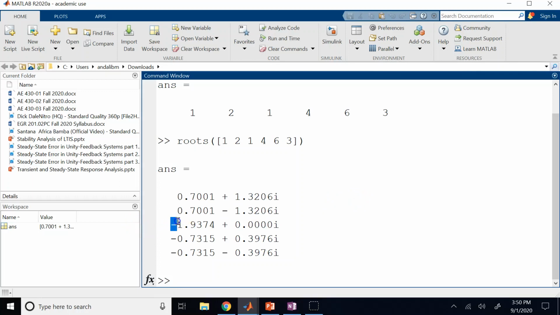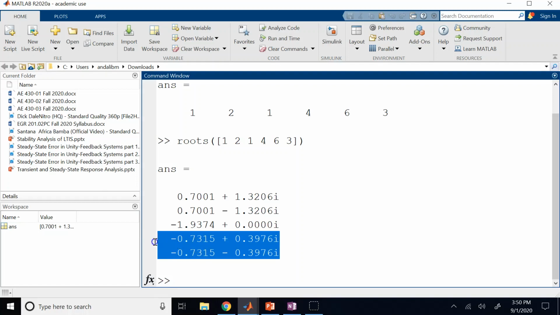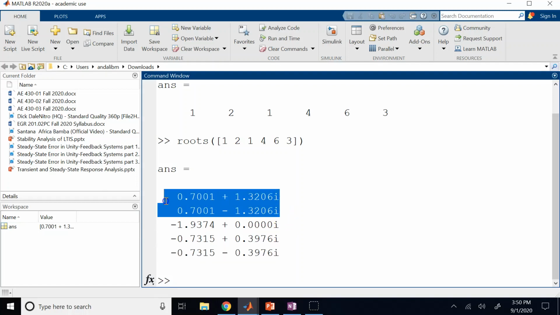This one is just pure exponential decay, and these two are harmonics with exponential decay. But these two are harmonics with exponential growth of amplitude. So the system goes unstable.